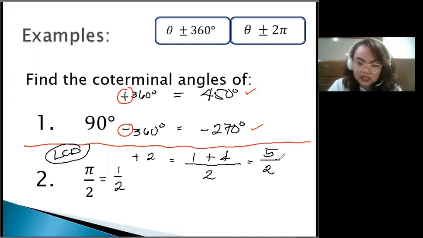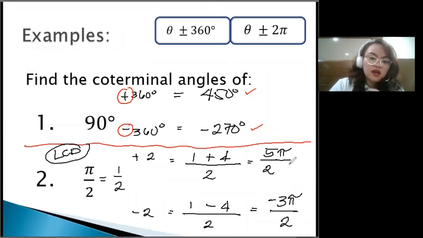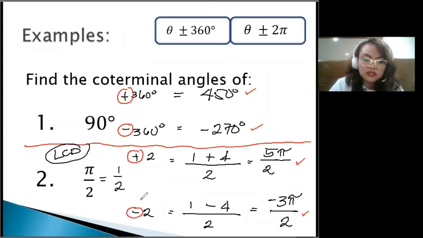But is this the final answer? What's missing here? It's missing pi. Don't forget your units. Let's take the other one now. Negative. So we have 1/2 minus 4. This time we are subtracting 4. So we get negative 3 pi over 2. And these are your coterminal angles: one by adding, one by subtracting.